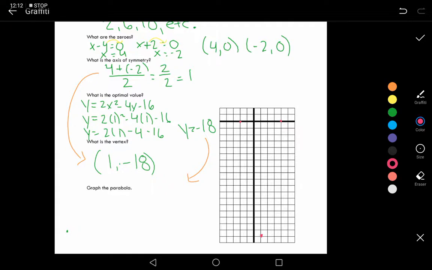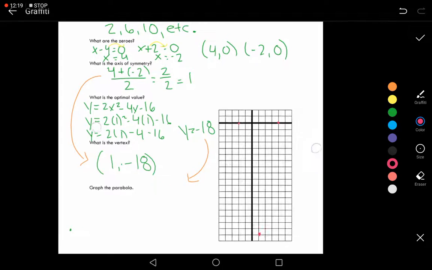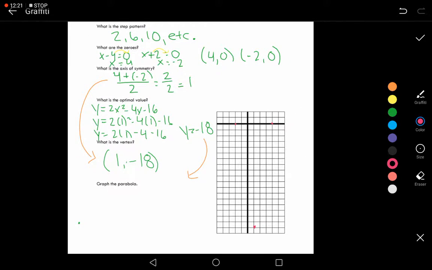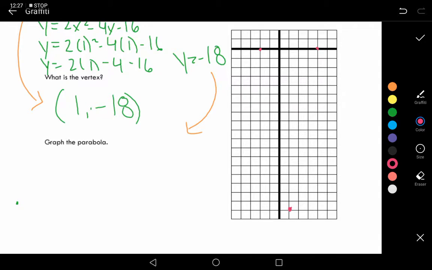So this isn't really enough points for me to confidently graph this parabola, so I'm going to use my step pattern to graph a couple more points, right? And I know that my step pattern is 2, 6, 10 because my A value was 2. So that means I need to go over 1, up 2, put a point. Over 1, up 2, put a point. Over 1, up 6, 1, 2, 3, 4, 5, 6, put a point.